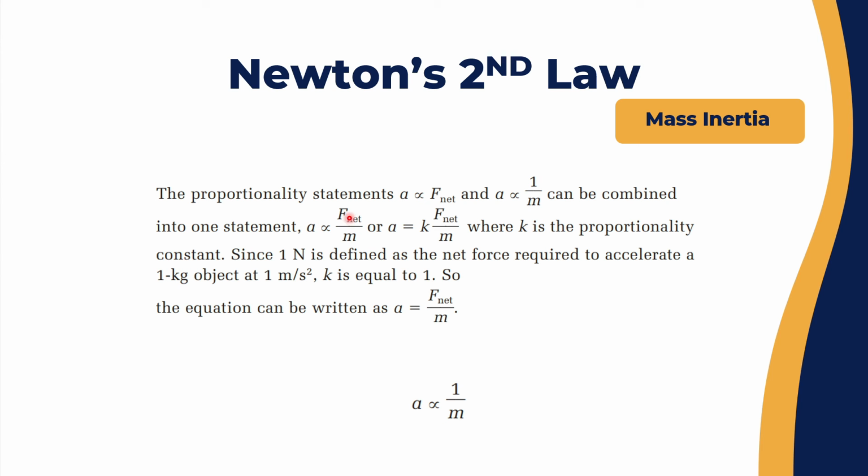In math, to change the proportion relation into an equation, you need to have a proportionality constant, which is k. But we know that 1 Newton is defined as the net force required to accelerate a 1 kilogram object at 1 meter per second squared. Then in this case, k is equal to 1. So the equation can be written as acceleration equals F net over the mass. Acceleration is in a negative relation with mass. As mass goes up, acceleration goes down. As mass goes down, acceleration goes up.